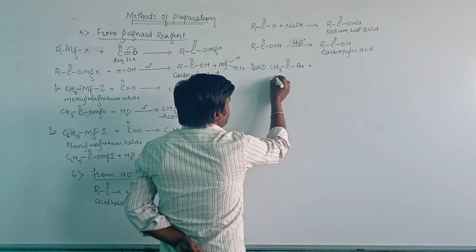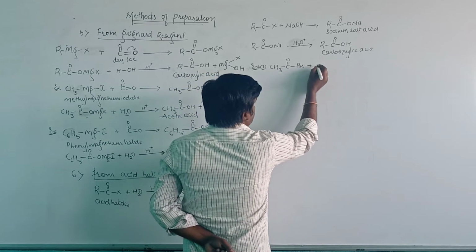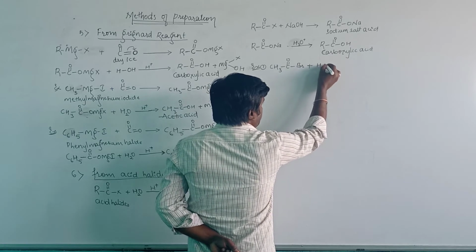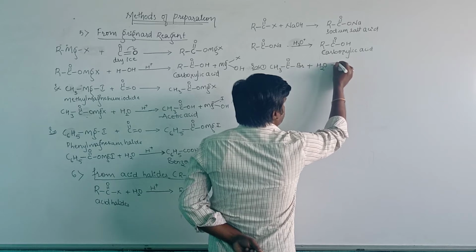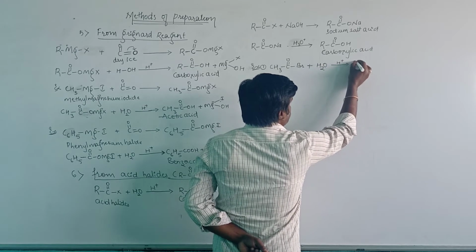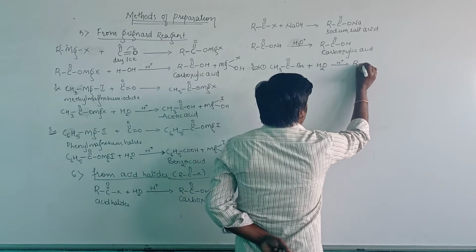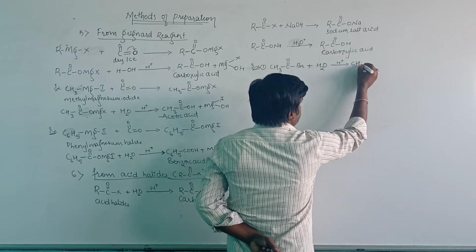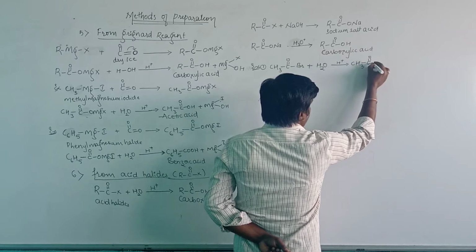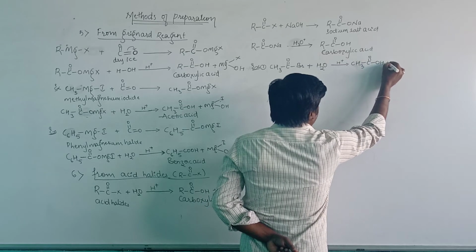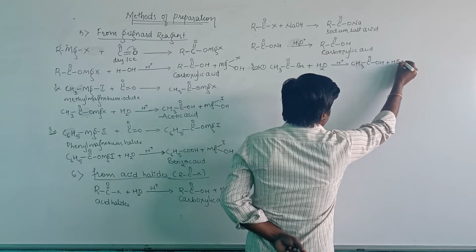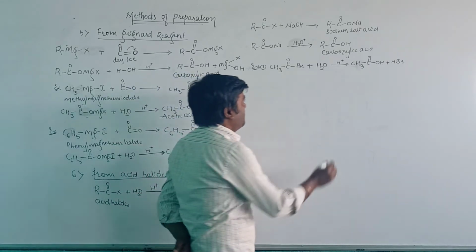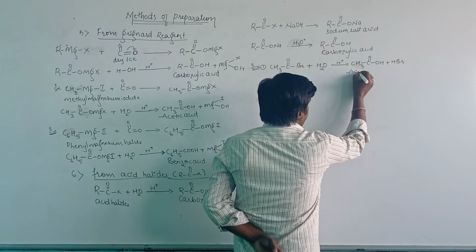When the acid halide undergoes hydrolysis in the presence of acid, it gives the carboxylic acid. Here I am taking CH3, so CH3C double bond OH plus HBr. This acetic acid is the main product. The main product is acetic acid.